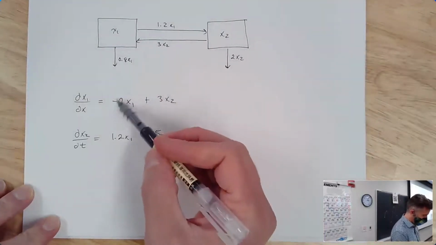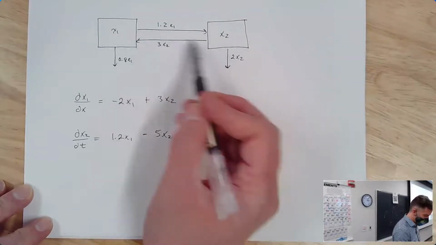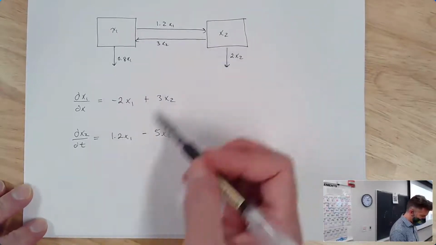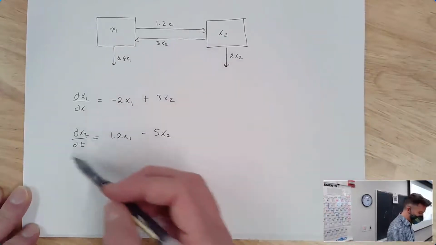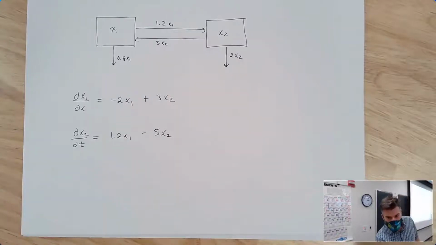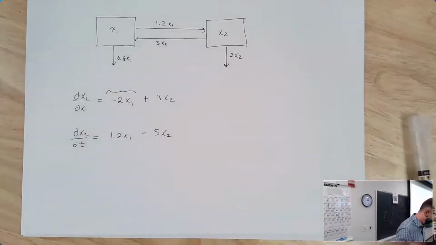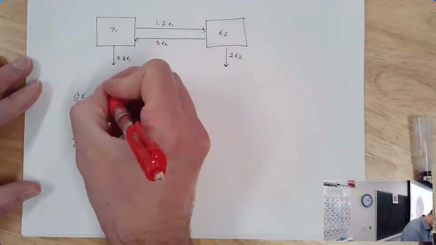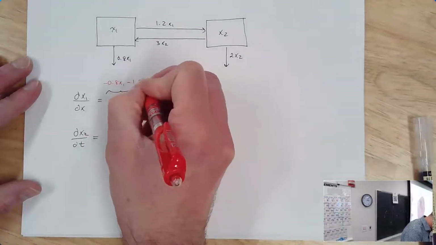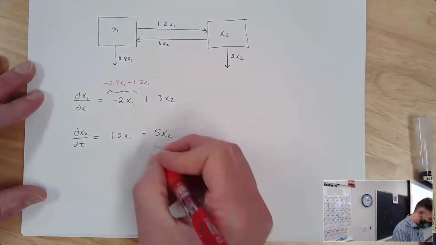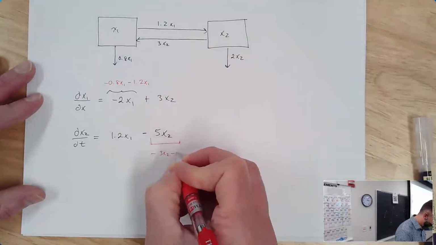I'm like, what goes into X1? Well, what goes out of X1? I'm losing that. I'm losing that. What goes into X1? I'm gaining that. What goes out of X2? I'm losing that. I'm losing that. What goes in? I'm gaining that. That's how I'm getting these things here. How is it negative 2x1? Because that's a good question. It's a minus 0.8x1 minus a 1.2x1. And the same deal for the minus 5x2. It's a minus 3x2 minus 2x2.